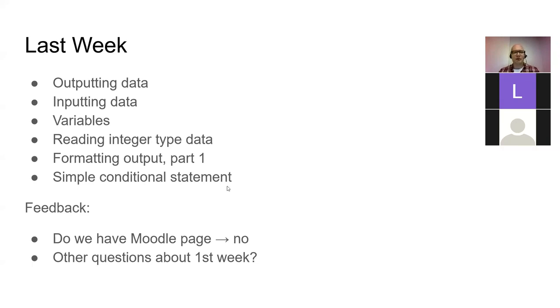Then a bit more about reading data, about reading integer type data. So we started by reading string type data, and then there's the int function we can use to convert the data into integers. A little bit about formatting output. We will talk more about that later, but stuff like how we can display strings and numbers with the same print statements. And then a very simple conditional statement, which is basically what we're going to continue with this week.